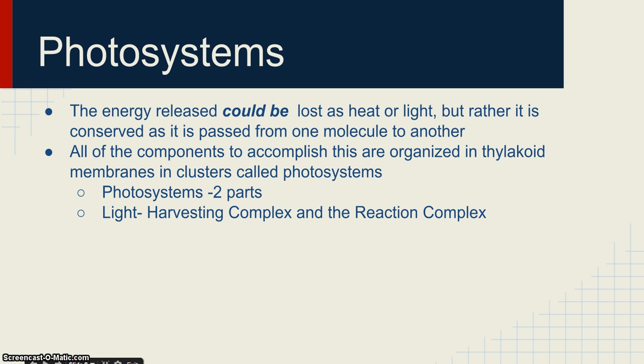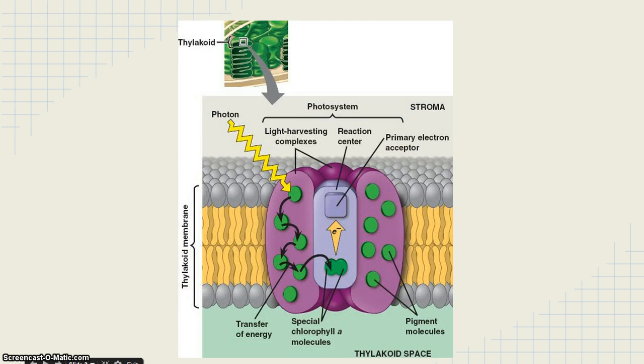So all of the components to accomplish this are organized in the thylakoid membrane in clusters called photosystems. So those stacks of thylakoid membranes are those photosystems. Photosystems have two parts. One is called the light harvesting complex, and the other is the reaction complex. So let's take a look at a photosystem.